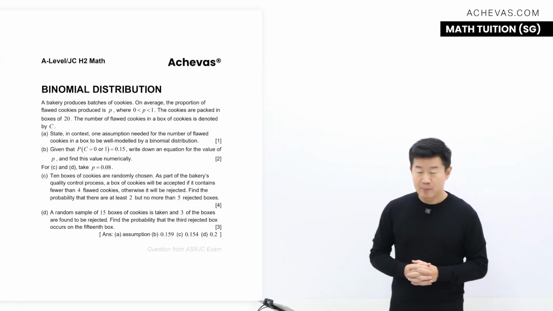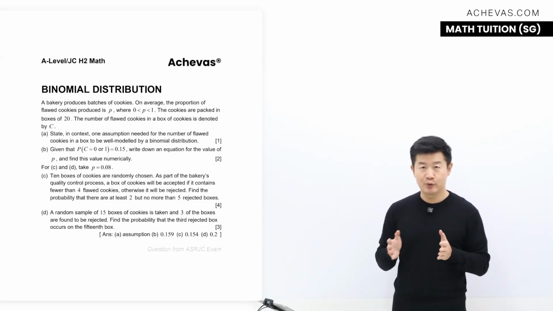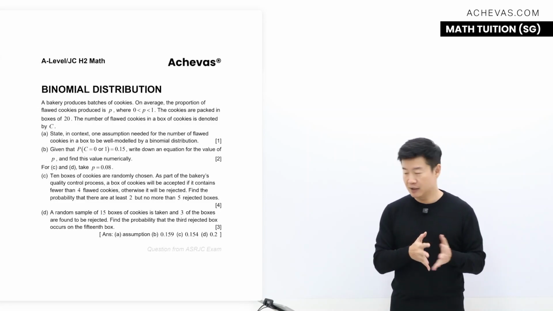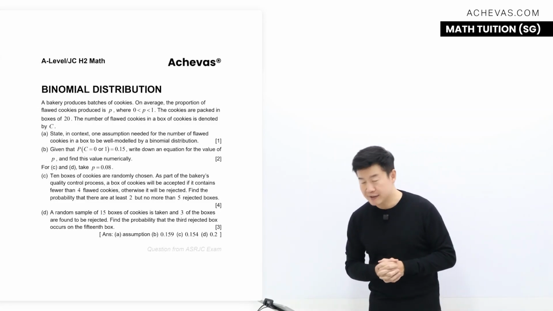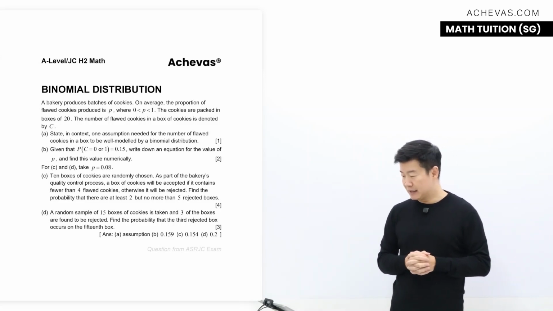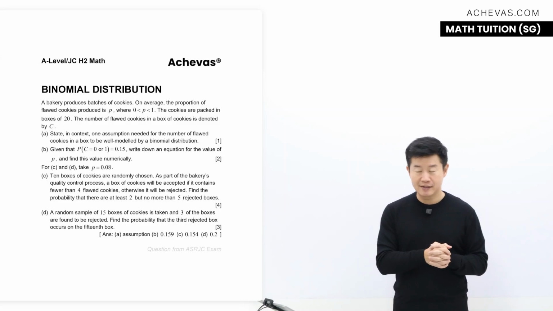We have a bakery that produces cookies, and on average, the proportion of cookies produced that are going to be flawed is given to us as P, and there are 20 cookies in a box, and we're going to let the number of flawed cookies in a box be C.